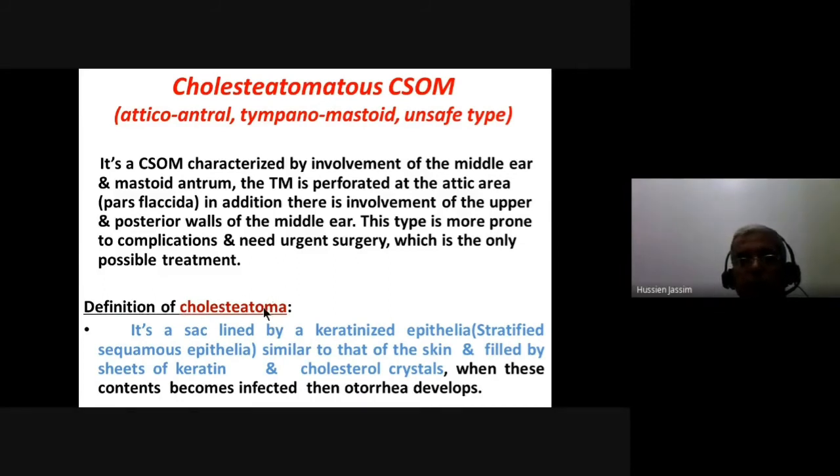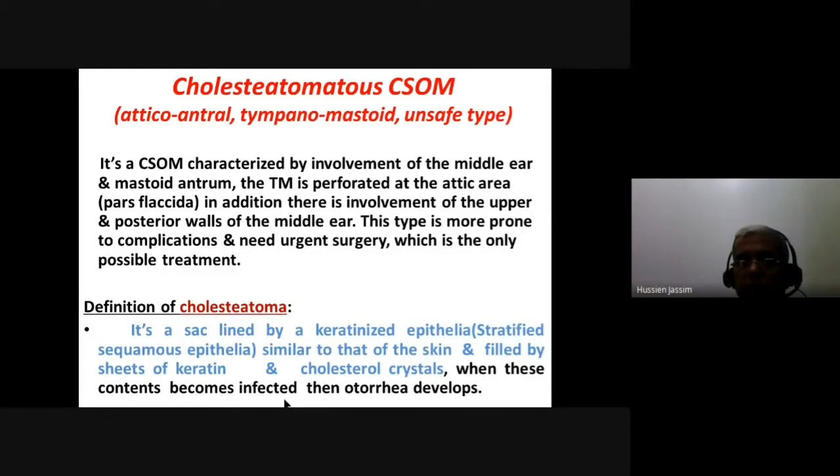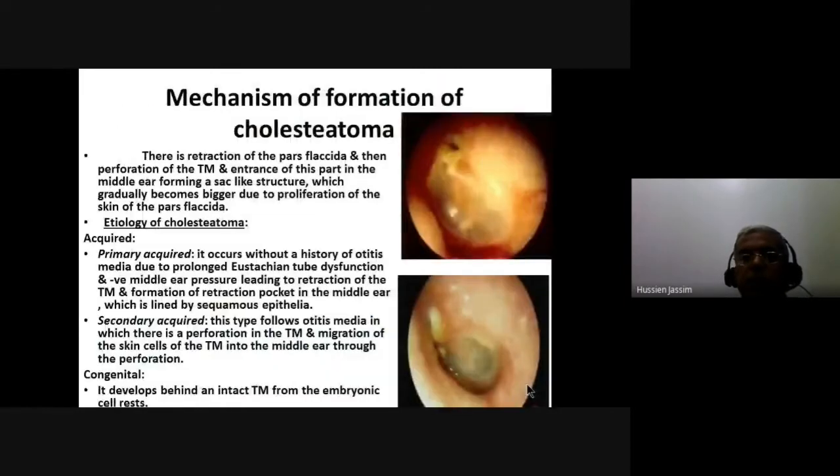Now, definition of cholesteatoma. What is a cholesteatoma? It is a sac lined by keratinized epithelia, stratified squamous epithelia similar to that of the skin, and it is filled by sheets of keratin and cholesterol crystals. When these contents become infected, then otorrhea develops. This is the definition of cholesteatoma. As we said, here the perforation occurs in the pars flaccida.